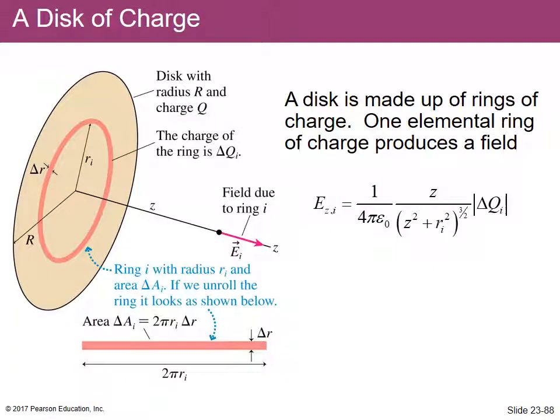To find the on-axis electric field from a positively charged disk of radius r, first define the z-axis to be the axis of the disk. The electric field on the z-axis points away from the center of the disk. A disk is made up of rings of charge. One elemental ring of charge produces a field, 1 over 4 pi epsilon naught, z over z squared plus r sub I squared to the 3/2 times delta Q.